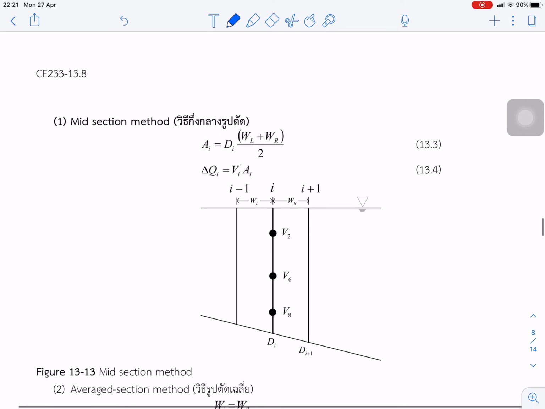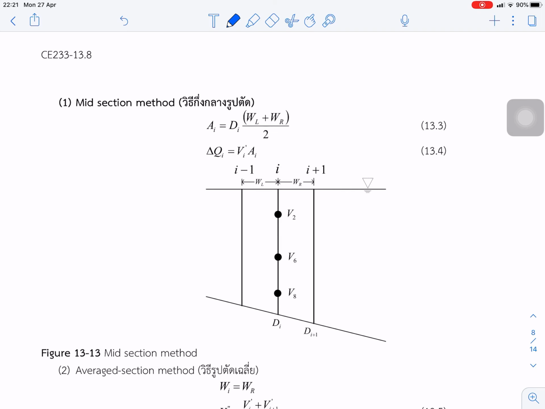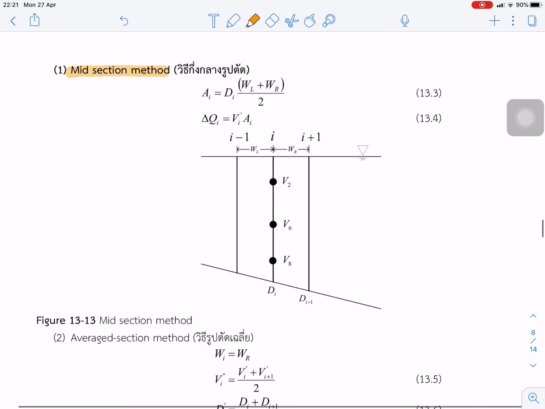And to estimate the flow rate, we use two methods. The first we call the mid-section method. At mid-section, it means at section I, we take the average of the width between the left and right widths, take the average and multiply by the velocity at this point, and we can get the delta Q.